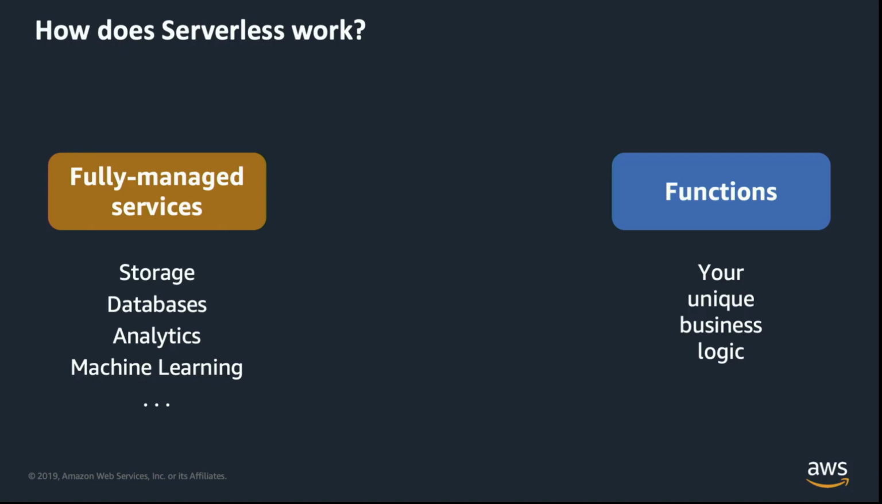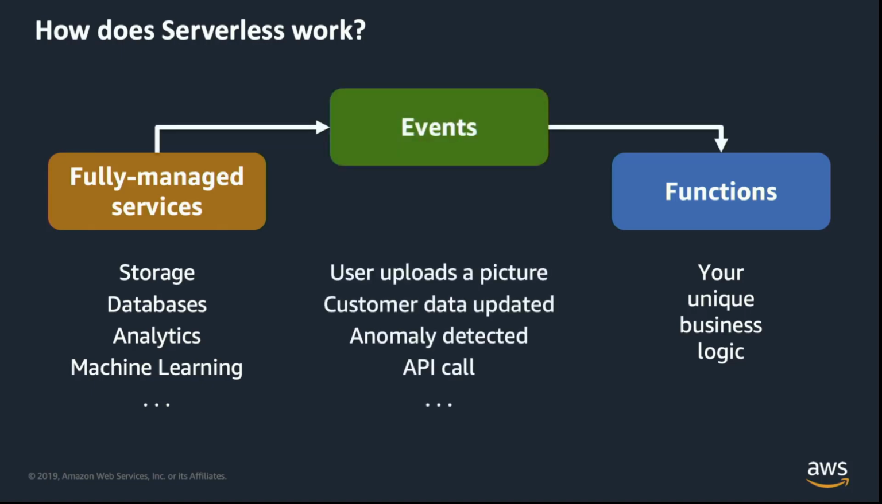But how do these fully managed services and the functions talk together? They talk together via events. So I think events are an underrated component of serverless architecture that we should talk about more. And events is really what is linking all these components together. Because, for example, I upload a file on a storage system. This file is a function that is analyzing this file.